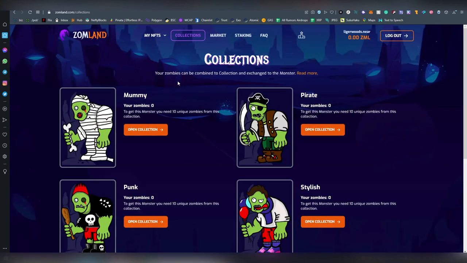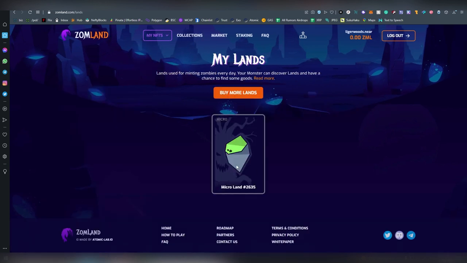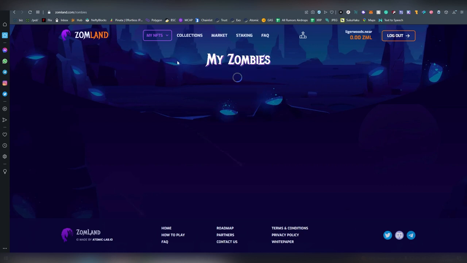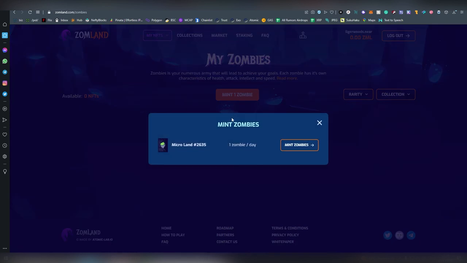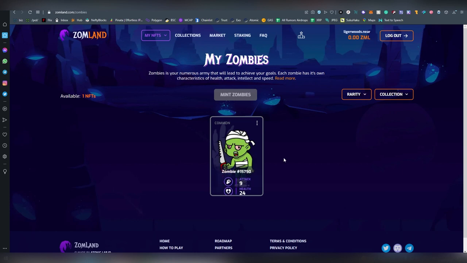And here I can go into my collection, my NFTs. So you can get this micro one for free. So definitely get one because it will not cost you anything. And apparently I can mint my zombies. And here I go. Okay, there will be some type of small transaction here to mint. Let's see what happens here. And this one is also very, very new. I think this released like 3 days ago or something like that. Fairly new. And here we got our zombie.